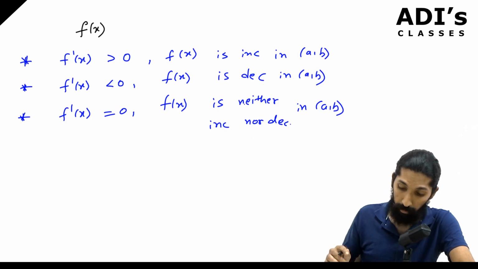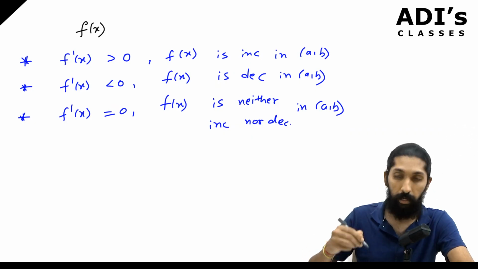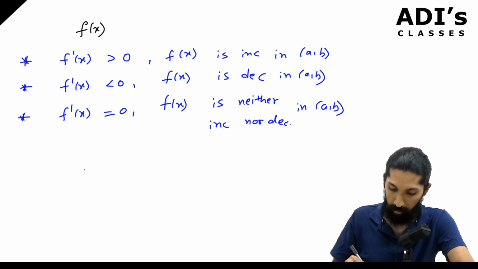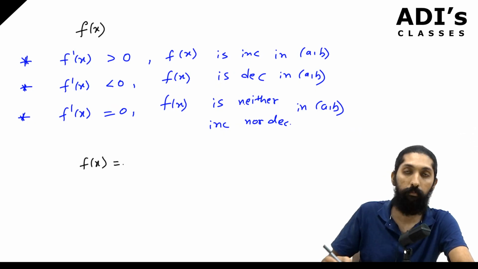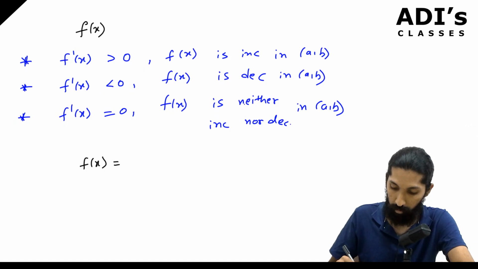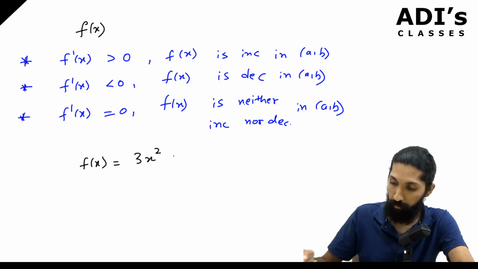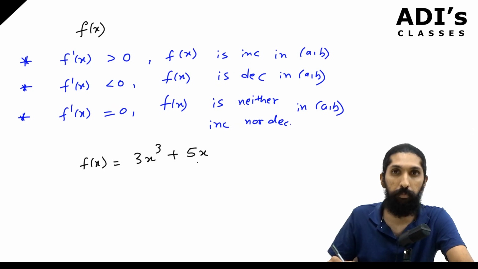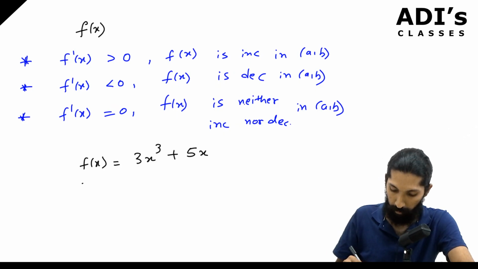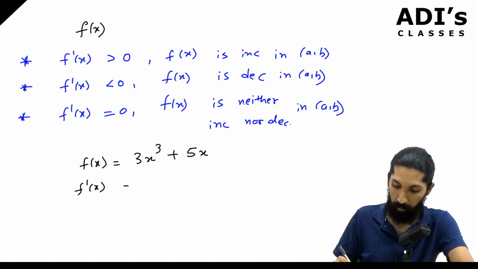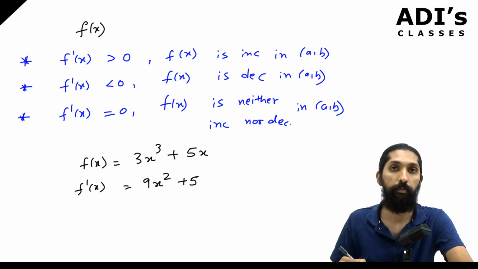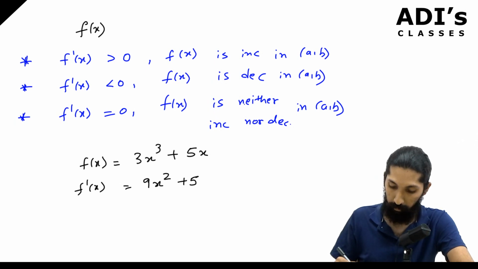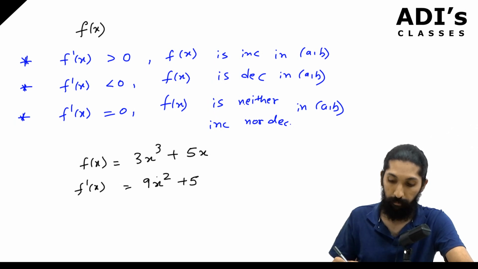All right. Now let me show you an example. Let's keep it as it is. Say my function is f of x, and say f of x is equal to 3x cube plus 5x. Let's take it easier, very simple. Do f dash of x. This is going to be 9x square plus 5. Correct? So 3 into 3 is 9, 9x square plus 5.